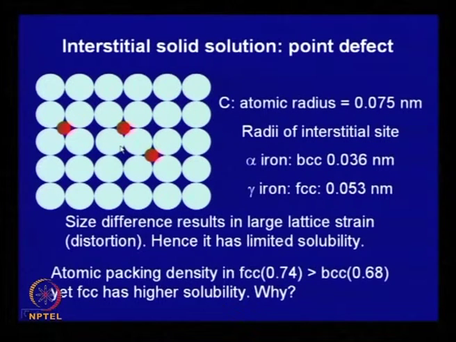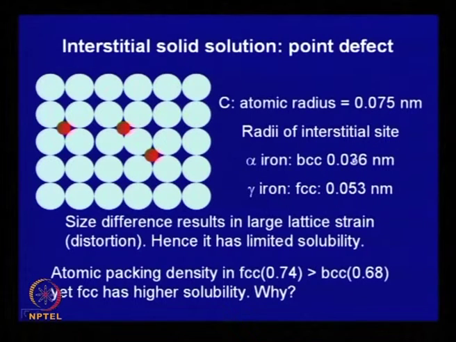Iron exists in two different crystalline forms. At a low temperature or room temperature, iron is body centered cubic, and body centered cubic structure has certain types of interstitial site, and face centered cubic structure has also similar interstitial sites. I think we did some calculation on the dimensions of these. If you look at that, you will find that the atomic radius of carbon atom is 0.075 nanometer, whereas if you try to calculate the radii of interstitial sites of that BCC iron, that is alpha iron, this is of the order of 0.036. So, there is a large difference.